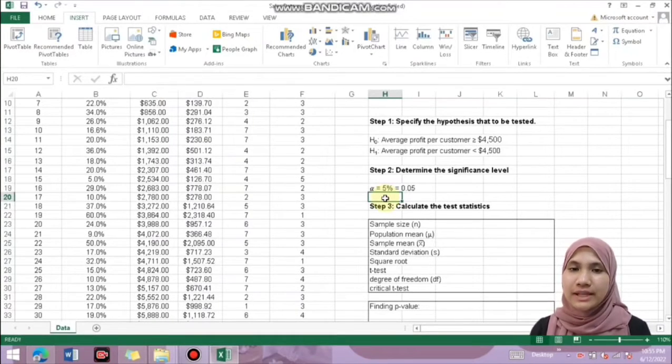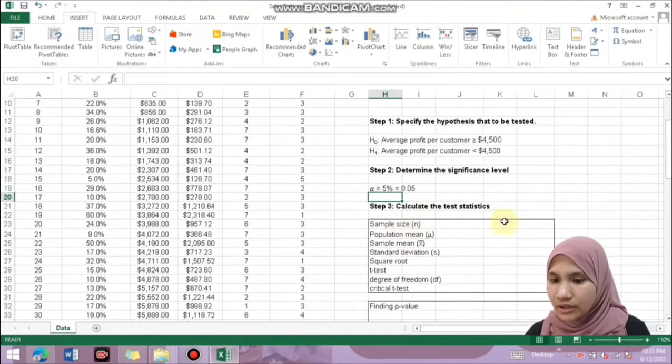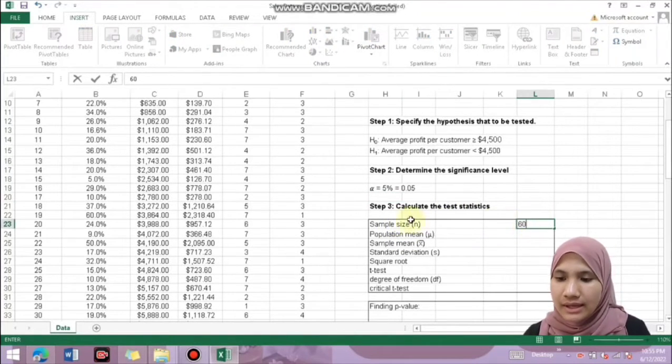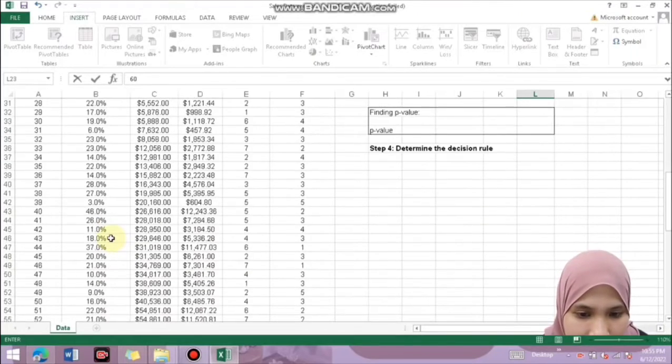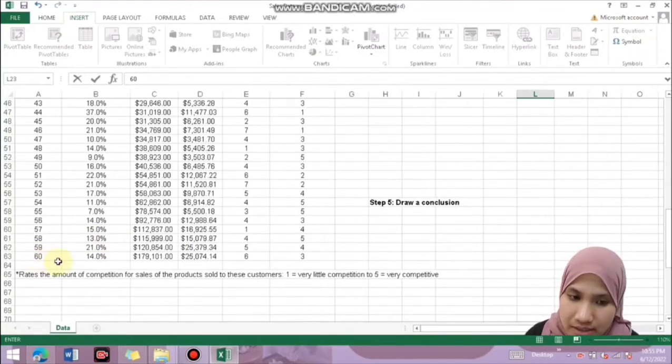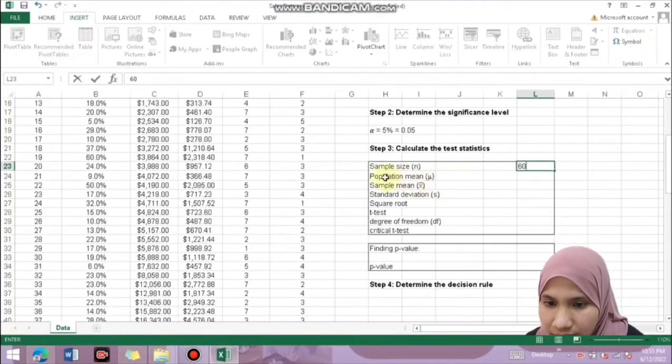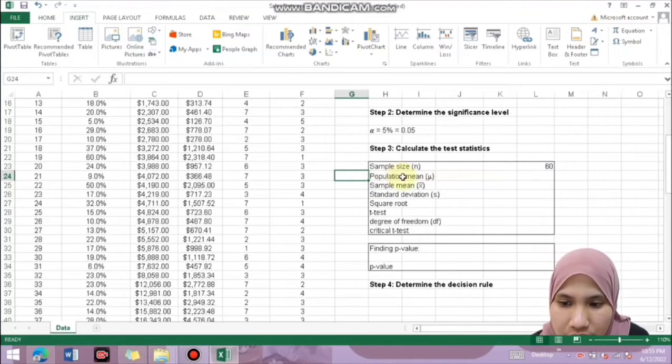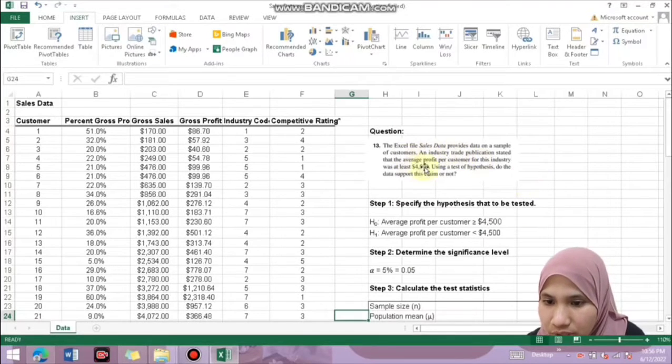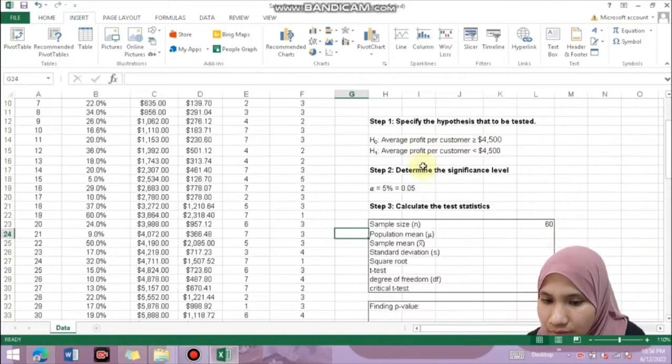Now, I will move to step 3. Here, we need to calculate the test statistic. First, we have to determine the sample size. We take 60 as our number of customers in the data is 60. Next, we have to find the population mean, which we have to refer to in the question, and we took the 4,500.